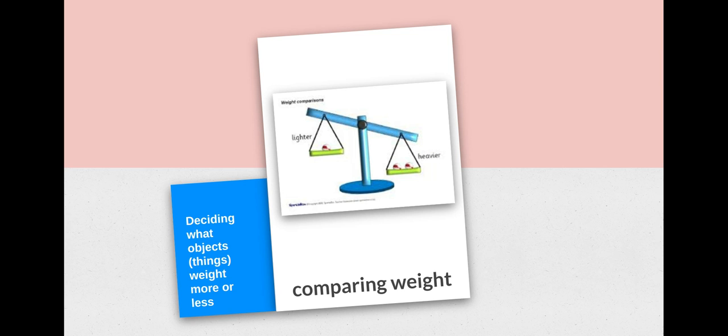When you compare weight, you decide what objects or things weigh more or less. So in this picture, they are using marbles or some kind of ball, and they put them on the scale. That's what that thing is. They have one marble on the one side and two on the other side. So the two are heavier and it pulls the scale down on that side, and the one marble is lighter, so it goes up.